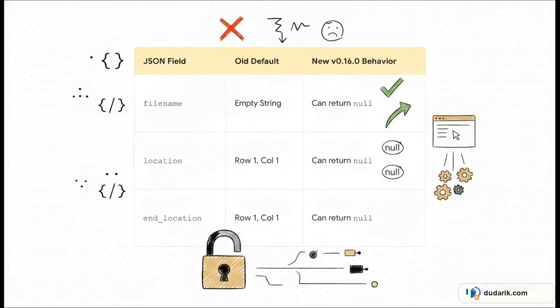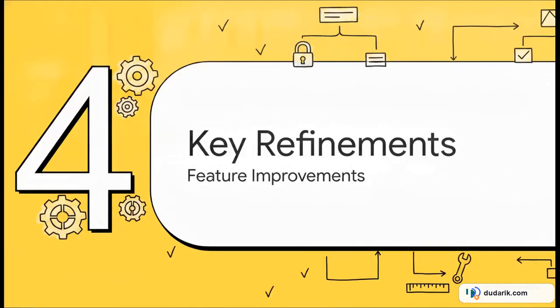Older versions of Ruff used to just default to an empty string or even row 1, column 1 if location data was missing. But in v0.16.0, these fields can actually return null. Why is that a big deal? Well, returning null prevents downstream parsers in your IDE from misinterpreting missing data as actual file positions. Basically, it completely stops your editor from randomly jumping to the very first line of a file for literally no reason. Let's dive into Section 4, key feature refinements.